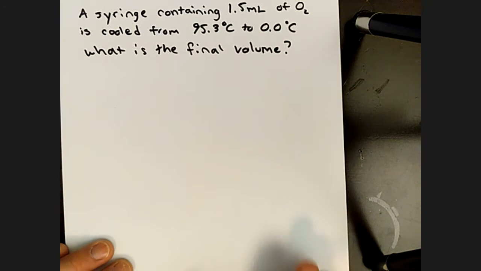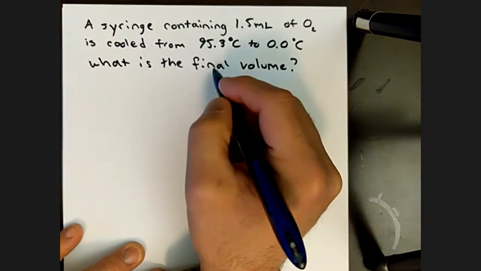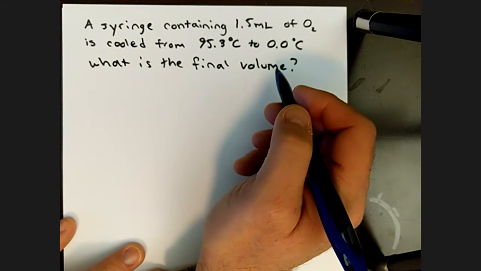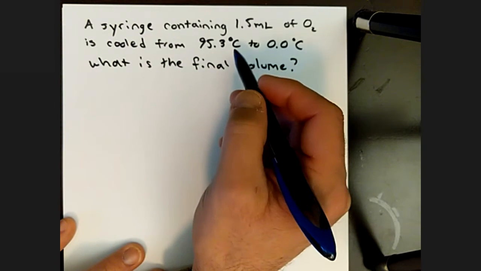All right, let's look at another common gas, simple gas law. So this was another one where we're looking at a syringe containing 1.5 milliliters of oxygen that is cooled from 95 to 0 degrees Celsius. What is the final volume? Here there is no pressure, so it's keeping pressure constant. That's the variable that's kept constant here. So it's the relationship of volume and temperature. All right, so this was a function of Charles' law.